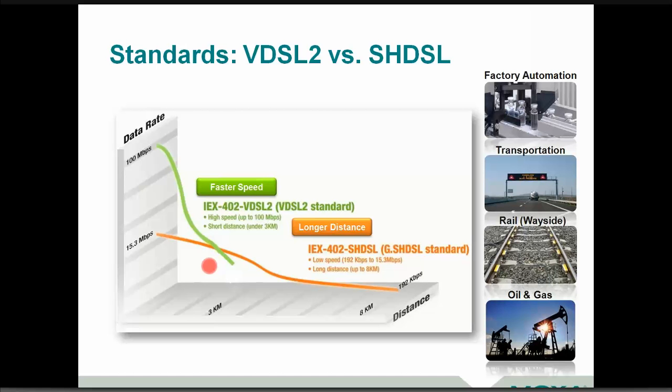Whereas if, let's say, you've got an application, some examples of this might be rail applications, transportation applications, a couple of these are shown on the right-hand side. Maybe a mining application. And if you want to go over 2 miles, this SHDSL technology is a little better for going those distances. The caveat is that you're going to have a little lower speed data that's possible on those.